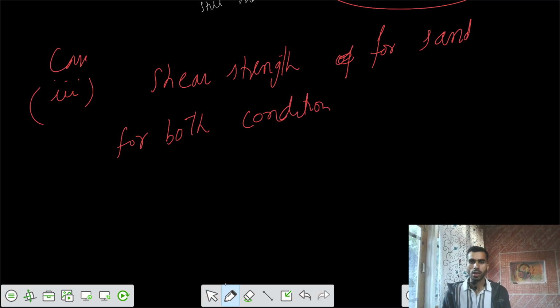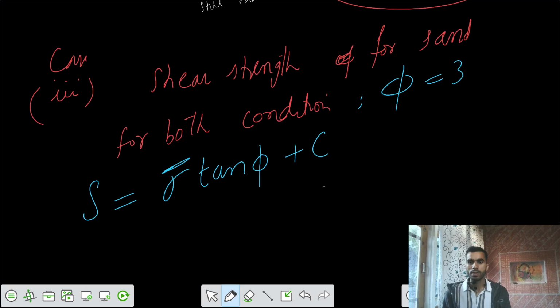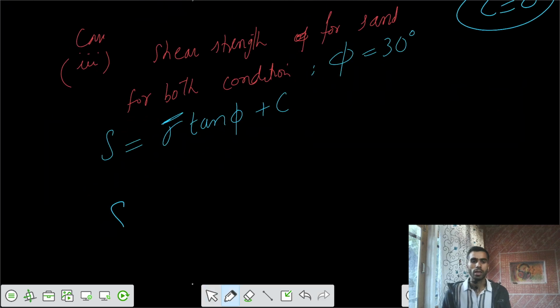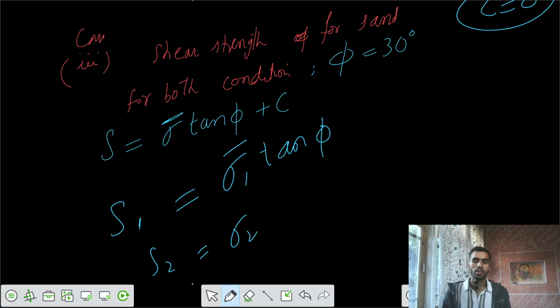Calculate the shear strength. I would say we haven't touched this topic. So shear strength is equal to sigma tan phi, and this is actually sigma dash, that is the effective stress, sigma dash tan phi plus c, and it is given that the internal friction angle phi for the sand is 30 degrees, and we can substitute those. And if the sand is cohesionless, c is equal to 0, so we can substitute the value. So for the initial case, S1 equals sigma 1 tan phi, and for the second case, S2 equals sigma 2 tan phi.